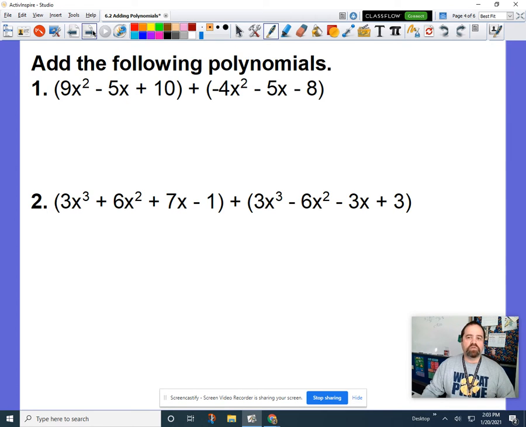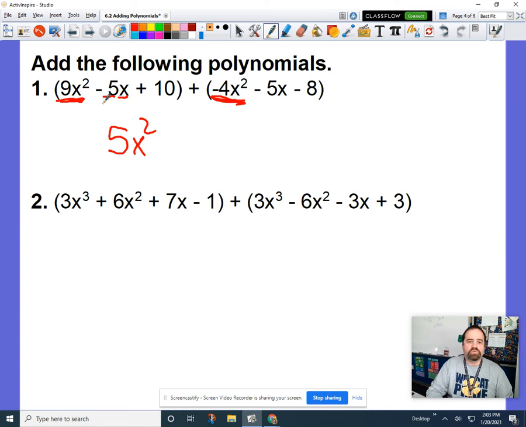The reason I'm asking you to do that is if you add the biggest exponent first and then move down the line, you write your answer in what's called standard form. Standard form polynomials have the biggest exponent first, and then it just goes on down the line. So on this first example, our like terms are going to be the 9x squared and the negative 4x squared. You are adding integers, okay? There's no reason to overthink this. 9 plus negative 4 is 5, so 9x squared plus negative 4x squared is 5x squared.